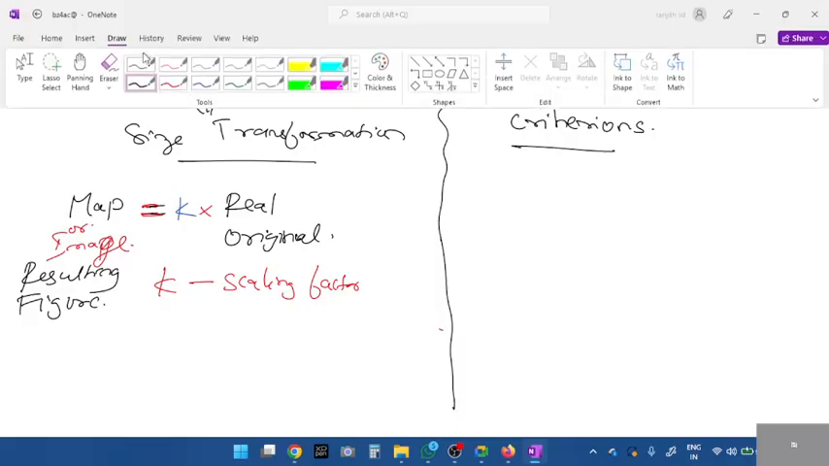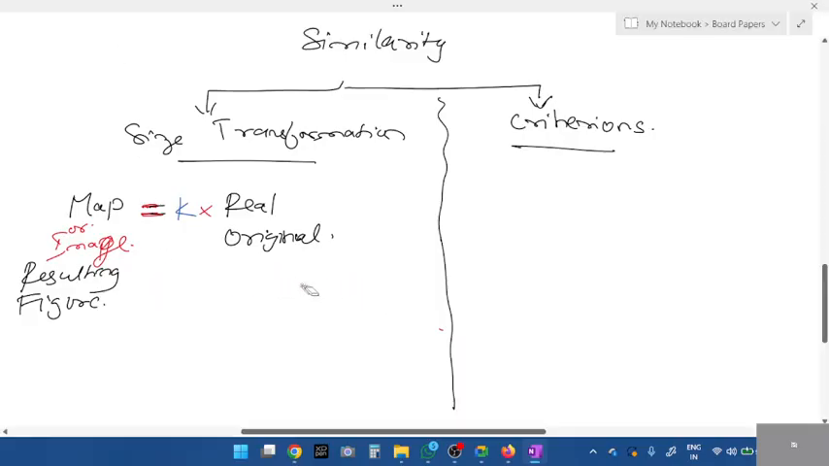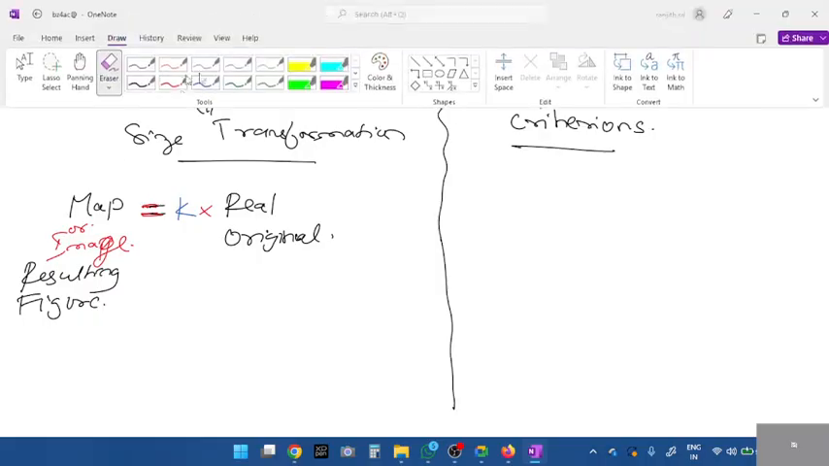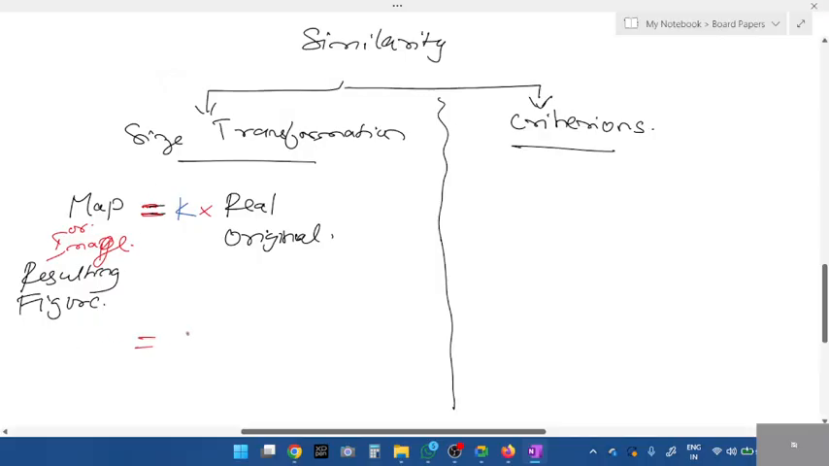Okay, this k is given only for sides. If they ask you to measure sides, we use k. For area, what do you have to take? For area, it's supposed to be k square, and for volume, k cube. Good. K square, k cube.